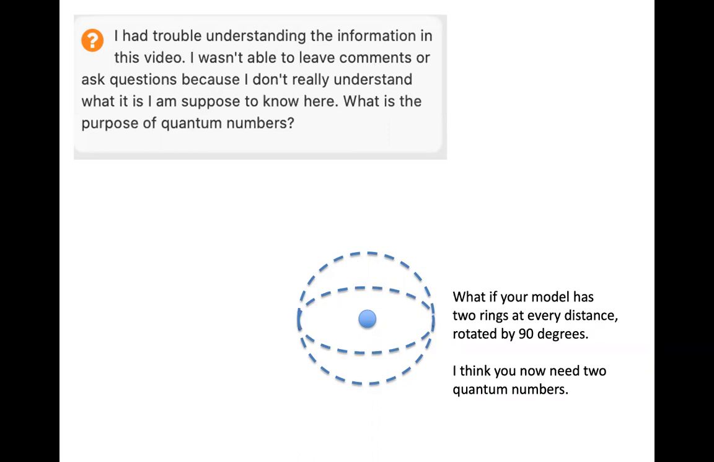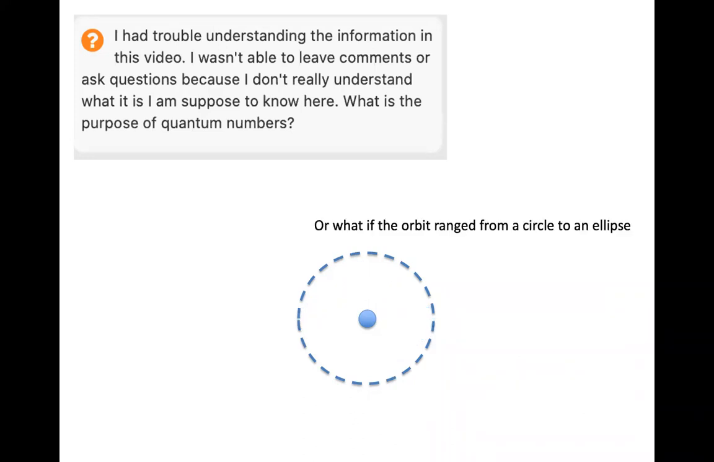If my model has two rings like this, I don't think I could just use one quantum number, because I need to tell you what ring it is on. I could have n equals 1 to show how far it is away from the nucleus, but maybe I need another one to say, is it on the ring going up and down, or is it on the ring going front to back? Notice as my description for where the electron is found gets more complex, I can't just have one quantum number.